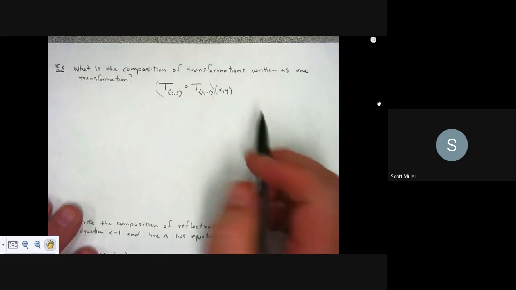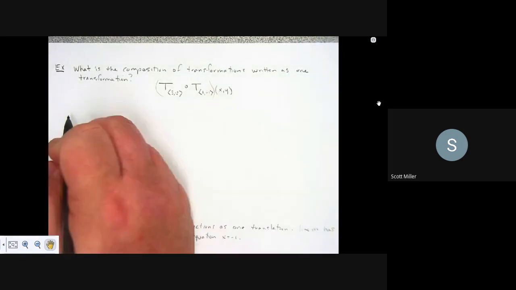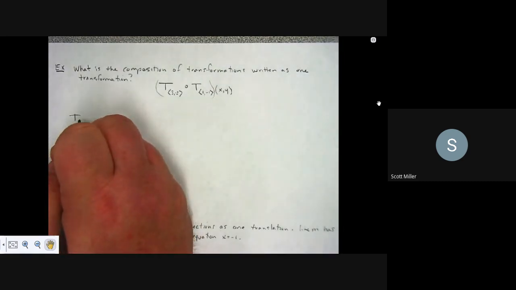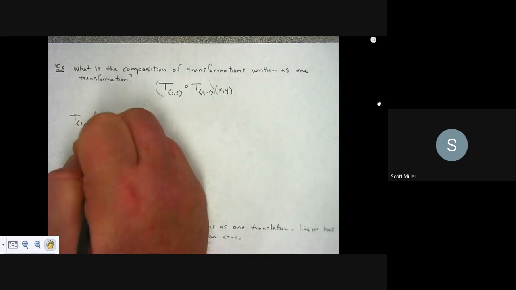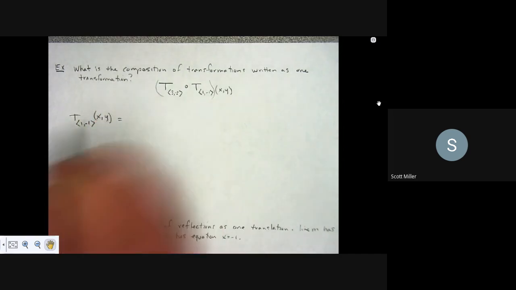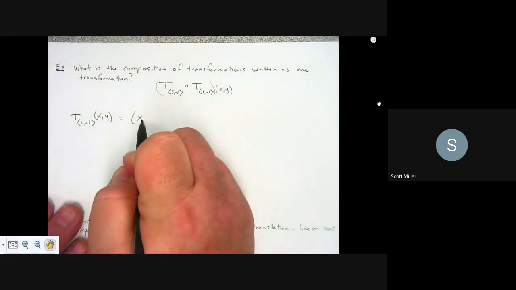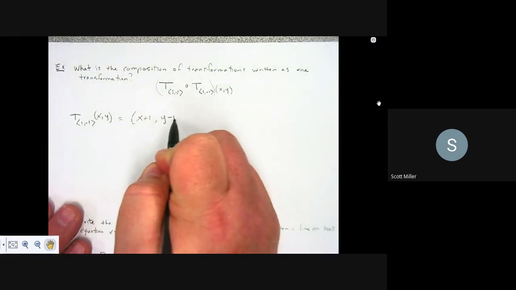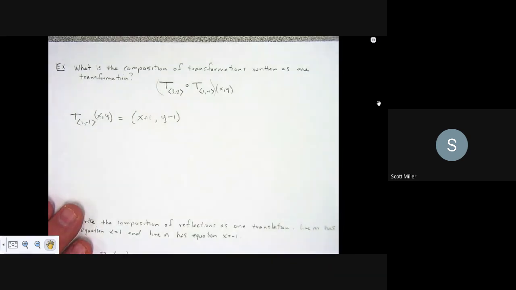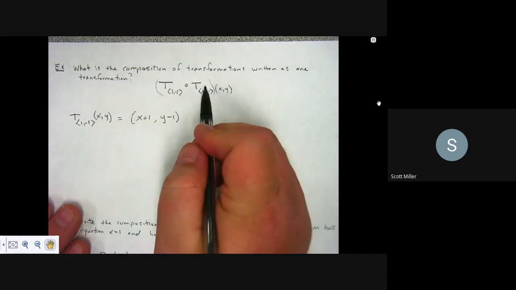So my translations, okay, I'm going to do this one first. So what is that doing? What is the translation 1, -1 doing to a point? It is taking the x value and adding 1, and then taking the y value and subtracting 1. That's what it's doing. And by composition, once I have that, then I can do this translation.